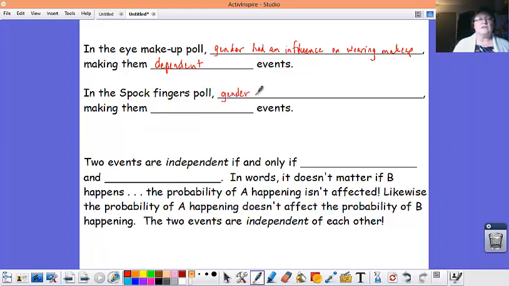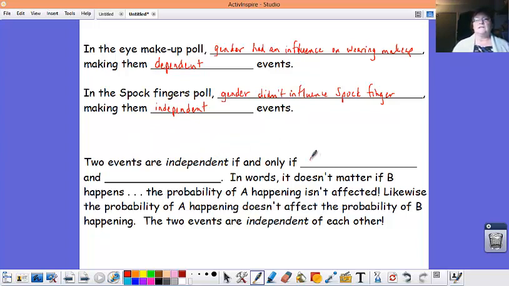It seemed like both genders were able to do it. Gender didn't have an influence on Spock fingers. And that makes them independent events, folks. The outcome of the gender question didn't have any effect whatsoever on the outcome of the Spock fingers question. That makes them independent events. And the way that we find probabilities for dependent and independent events are different. So let's get a formal definition of independence here.